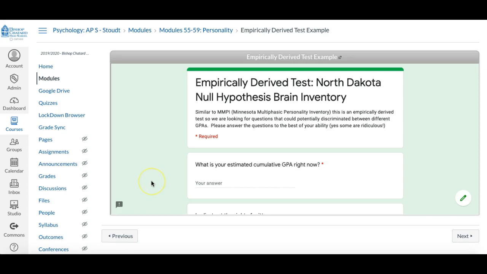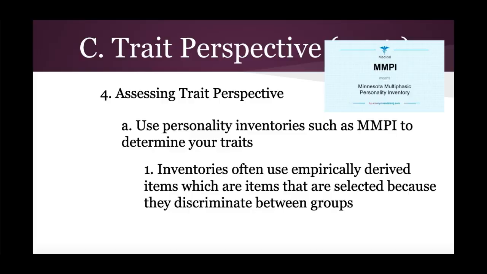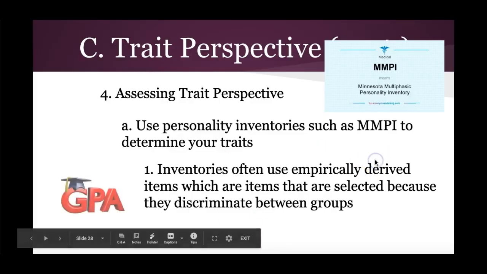So do that for me if you have not already done so in class, and then we'll talk about it in class. And if you don't get to be there in class when we talk about it, you'll have to ask me how it turned out. Okay, so that's the whole empirically derived test. The GPA thing is what we're doing, we're trying to divide.